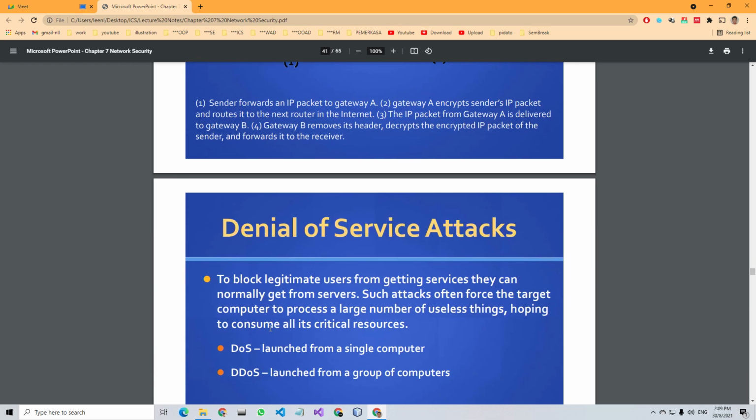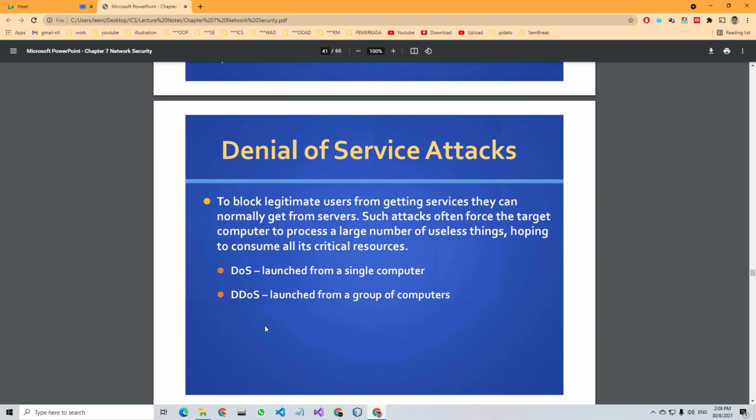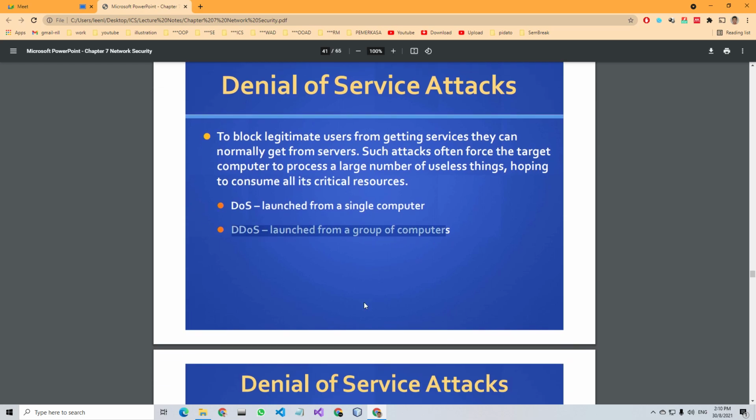Denial of service attack. Still remember what this is, right? To block legitimate users from getting services they normally get from the server. So DoS is launched from a single computer. Distributed DoS is launched from a group of computers. Look at the diagram here.